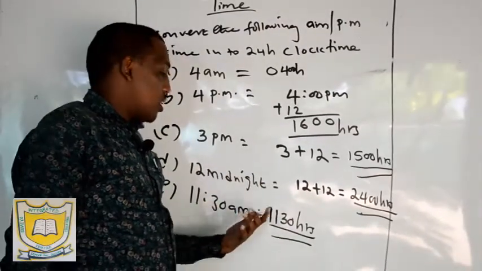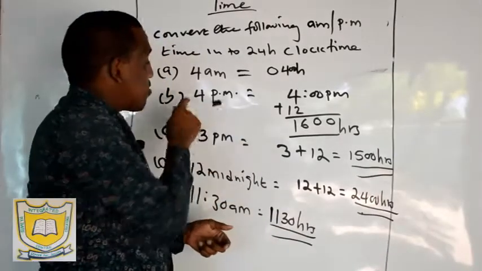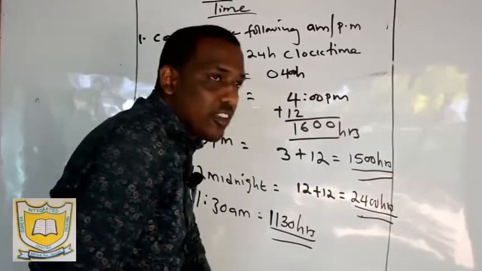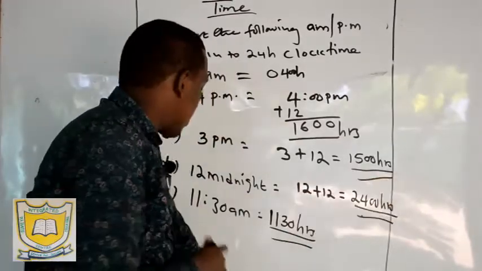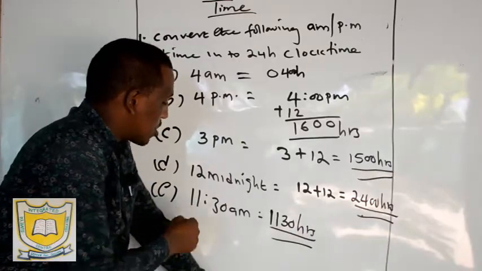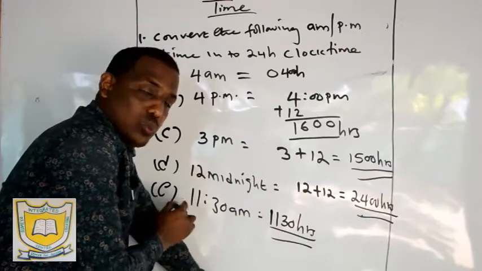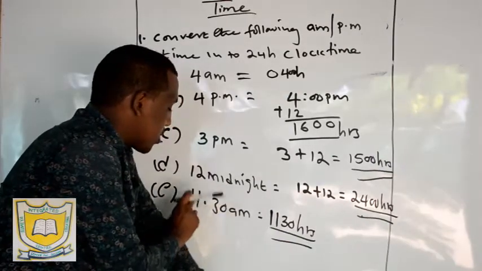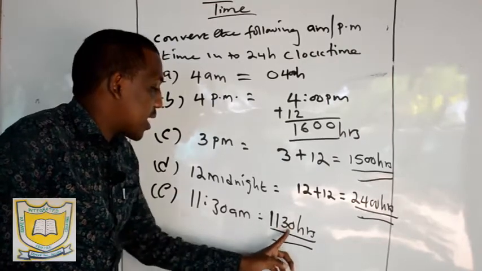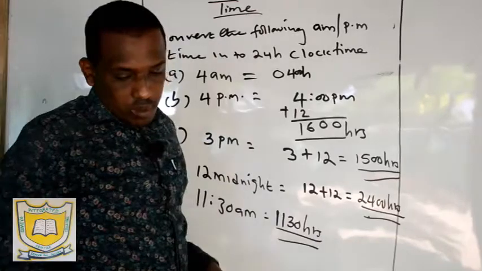But if it had been 5, we add 0 in front of the 5, the way we did 4 a.m., 0400 hours, and 5 a.m., 0500 hours. But this one is 11, it's past 10 a.m., so we don't introduce 0. We just ignore the dots, so it will become 1130 hours. That's when we change a.m.